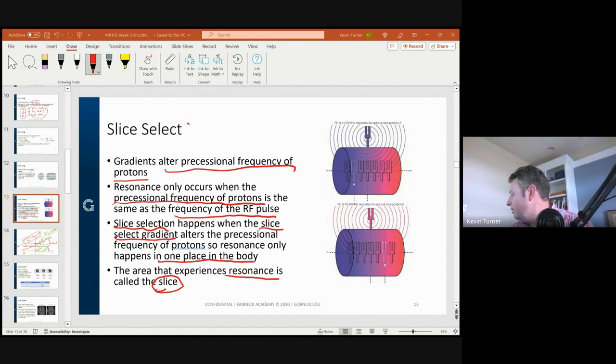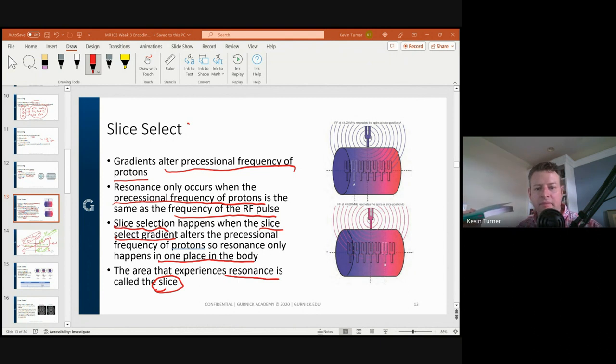So when we're making an MRI image, I hope everybody in clinical has seen the lines they place over the patient. Where you place those lines is telling the machine how strong the gradient needs to be and what RF energy needs to be used to create those slices.